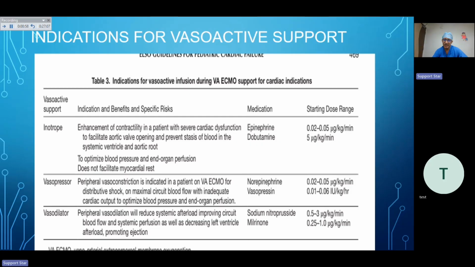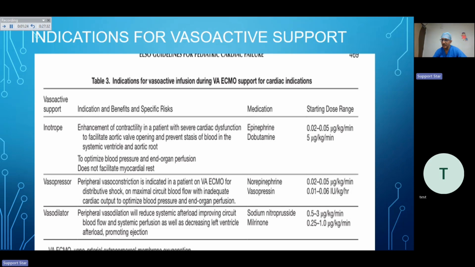So if the patient is having a distributive shock or septic shock, additionally, you may require some vasopressors like vasopressin or noradrenaline, because of peripheral tissue shutdown, and you might require these vasopressors. ECMO is not going to open up your tissues in this situation. However, we need both support of ECMO as well as vasopressors.